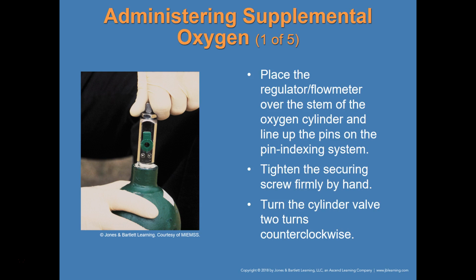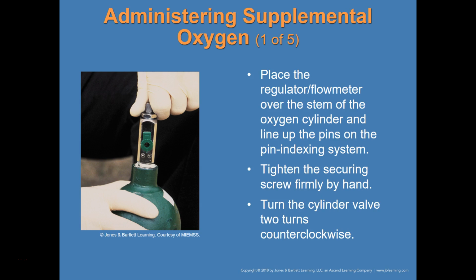All right, so administering supplemental oxygen. We're going to place the regulator flow meter over the stem of the oxygen cylinder and line up the pins on the pin indexing system. So on that regulator, you're going to see two posts sticking out. Those two posts go in these two holes right here. And this is that gasket I was talking about earlier. We're going to tighten it down by securing the screw firmly.